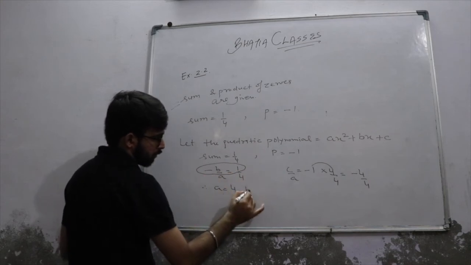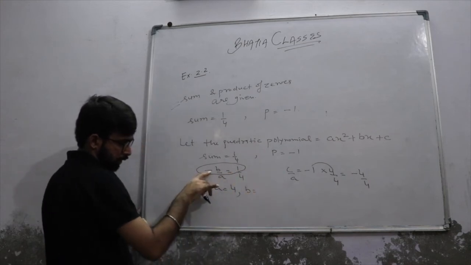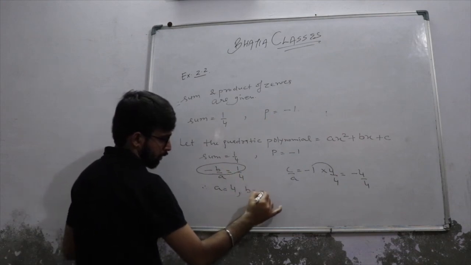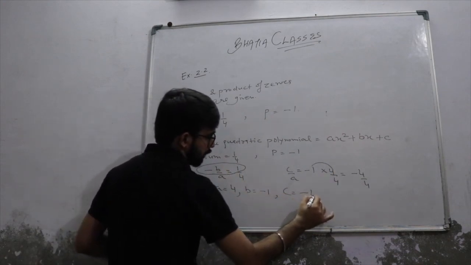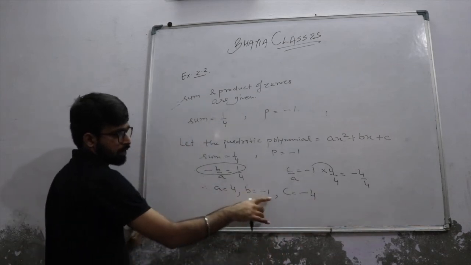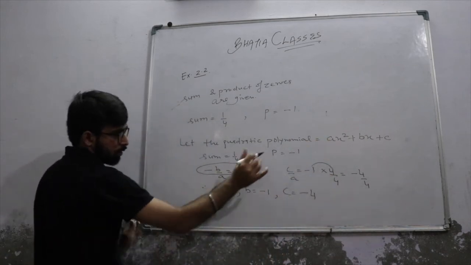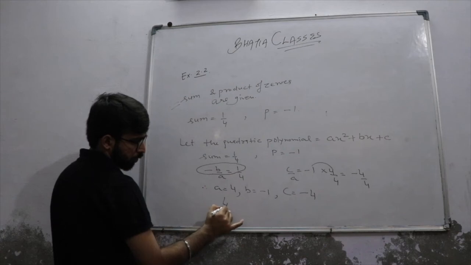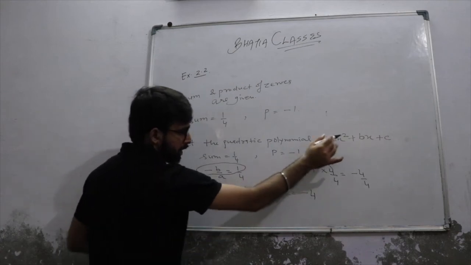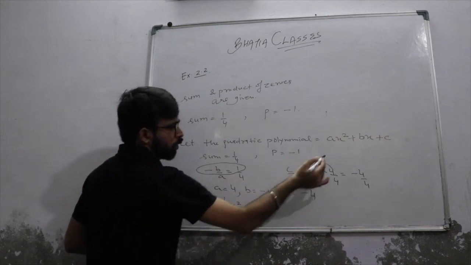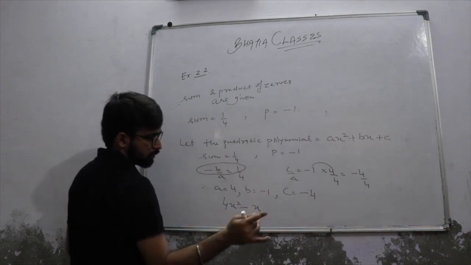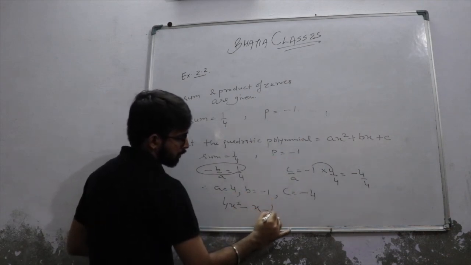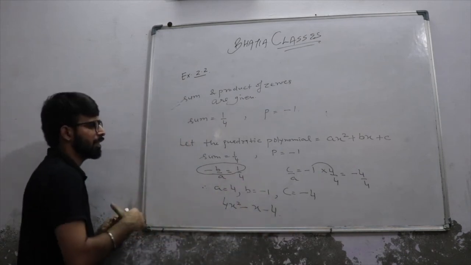B is minus 1. Many of the students forget the negative sign. Take that here, minus 1, and c is equal to minus 4. You place all these three values here: a is 4, so 4x squared. B is minus 1, so minus 1x, or minus x, and c is minus 4. These are the easy sums.